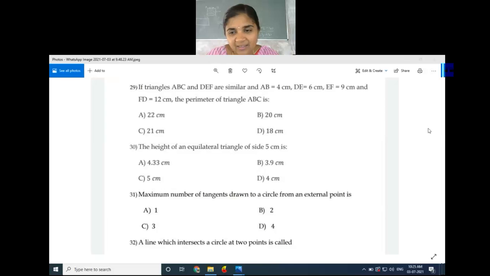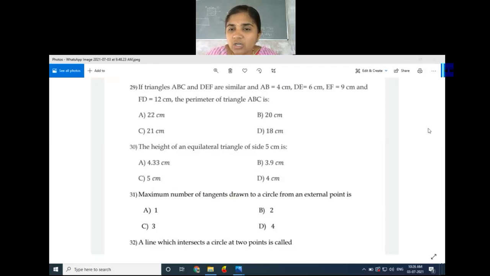Then we should take BC as X. 2 by 3 is equal to X by 9. Then X is equal to 6 centimeter. Then we have to find the ABC perimeter now. 4 plus 8 plus 6 is equal to 18 centimeter.